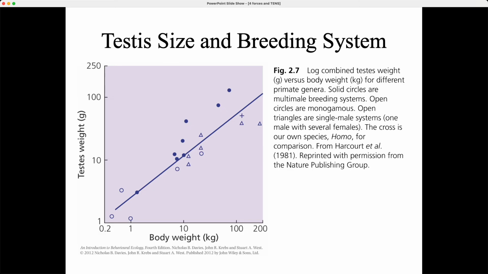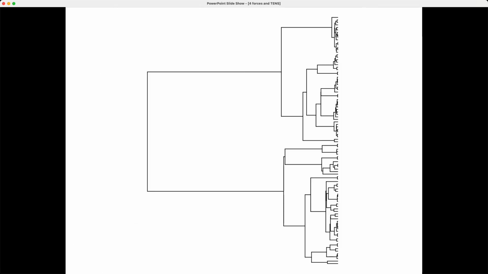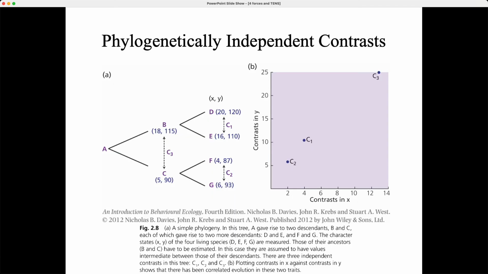So would that one be a positive correlation then? I mean, that is a positive correlation, assuming that you had a bigger phylogeny that you did this across.